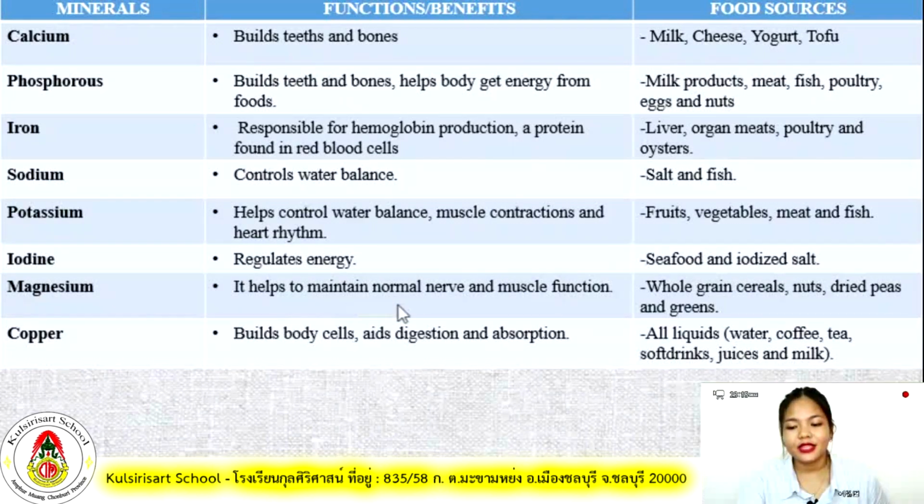Okay, the next one is magnesium. Magnesium helps to maintain normal nerve and muscle function. It can be found in foods like whole grain cereals, nuts, dried peas, and greens.